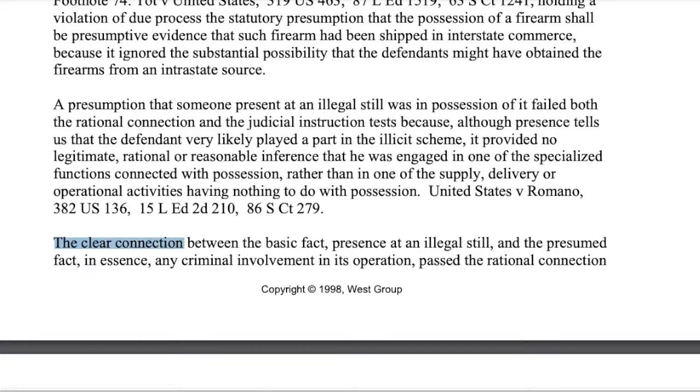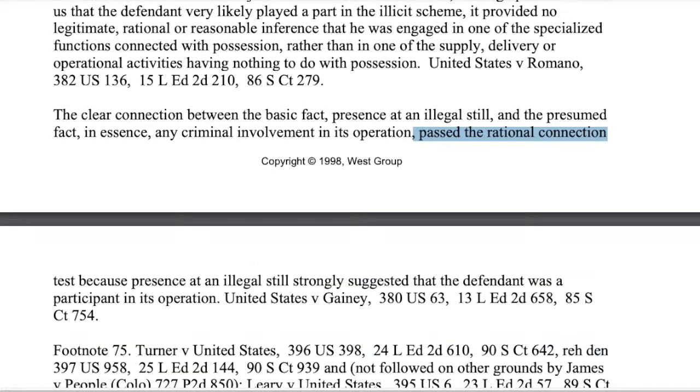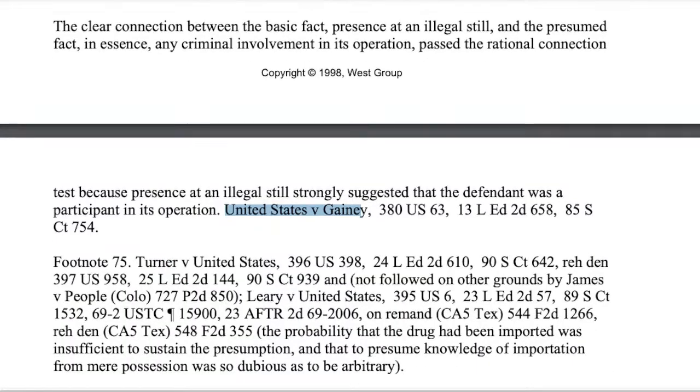The clear connection between the basic fact, presence at an illegal still, and the presumed fact, in essence, any criminal involvement in its operation, passed the rational connection test because presence at an illegal still strongly suggested that the defendant was a participant in its operation. That's United States versus Gainey. I don't think I'll drink to that.